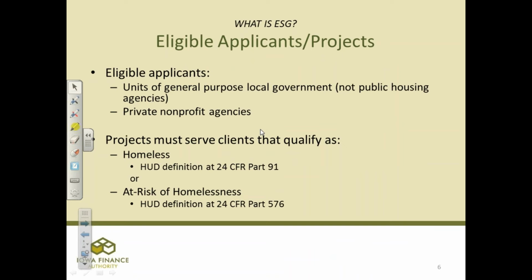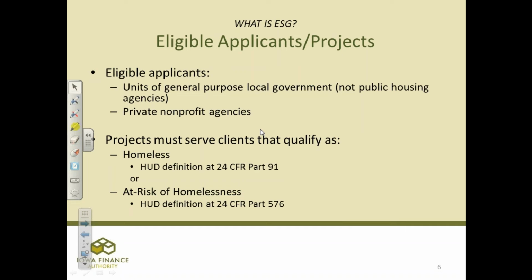Okay, what is ESG as far as eligible applicants? To apply, you have to be an agency located in Iowa, serving Iowa, either a general purpose local government, meaning like a city or a county, cannot be a public housing agency or PHA, or you can be a private nonprofit agency that is authorized to do business and recognized by the Iowa Secretary of State.